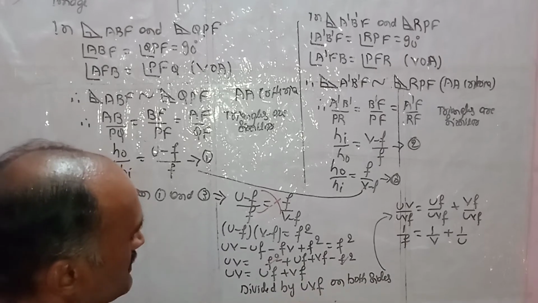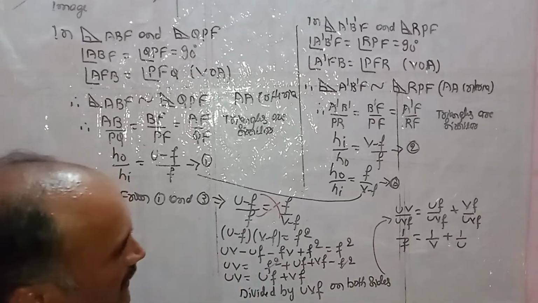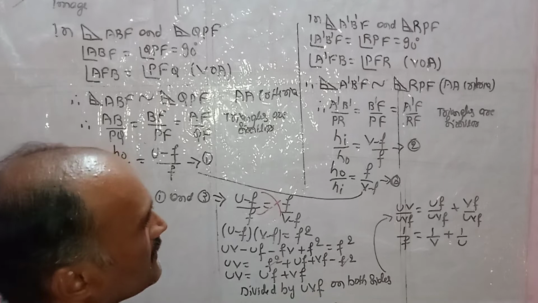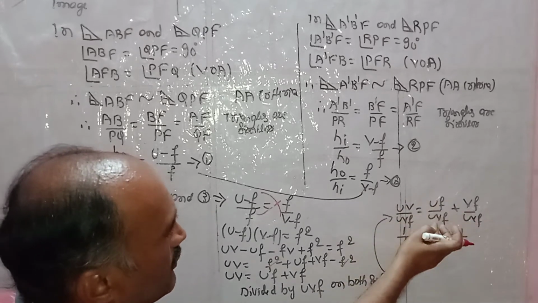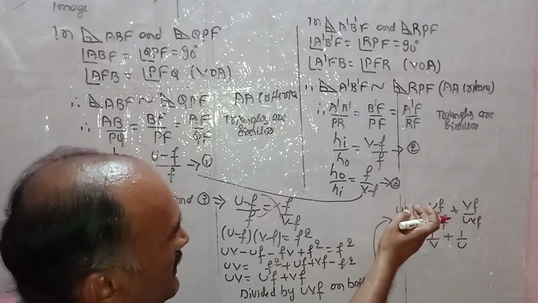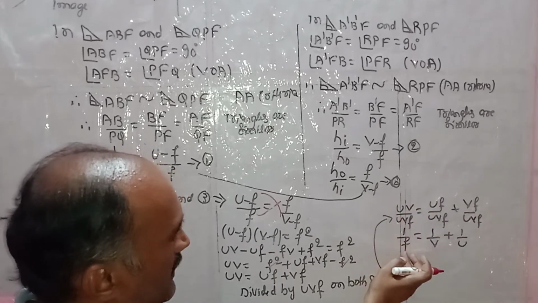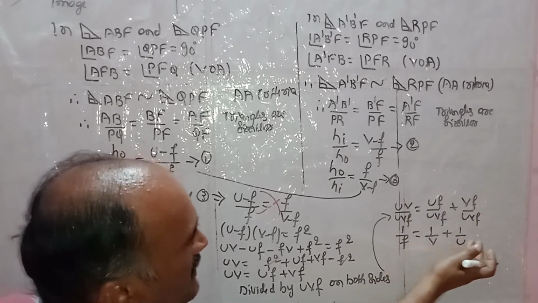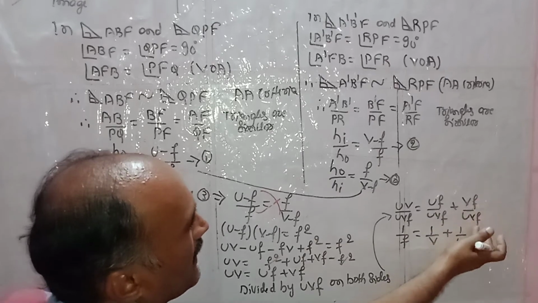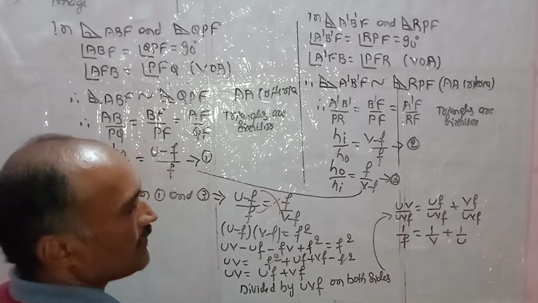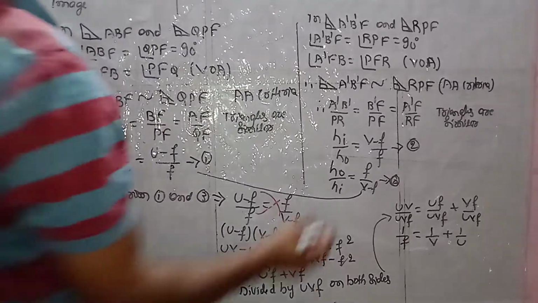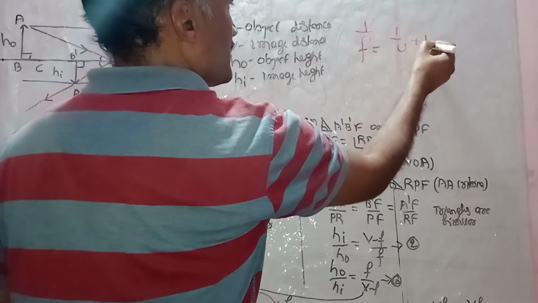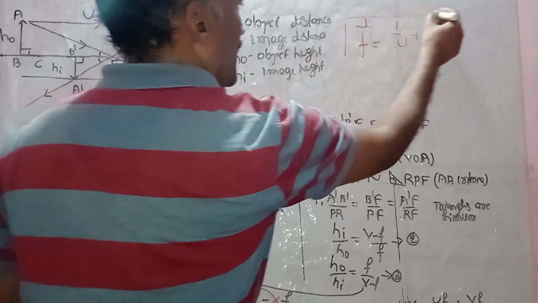Why we have to divide by UVF means we have to get the formula 1 by F is equal to 1 by V plus 1 by U. So I am dividing both the sides by UVF. So UV divided by UVF is equal to UF divided by UVF plus VF divided by UVF. Here UV gets cancelled, we get 1 by F is equal to. Here UF will cancel, remaining is V, so 1 by V plus, here VF will cancel, 1 by U. So 1 by F is equal to 1 by V plus 1 by U. So we get the formula 1 by F is equal to 1 by U plus 1 by V. So this is what the mirror formula is.